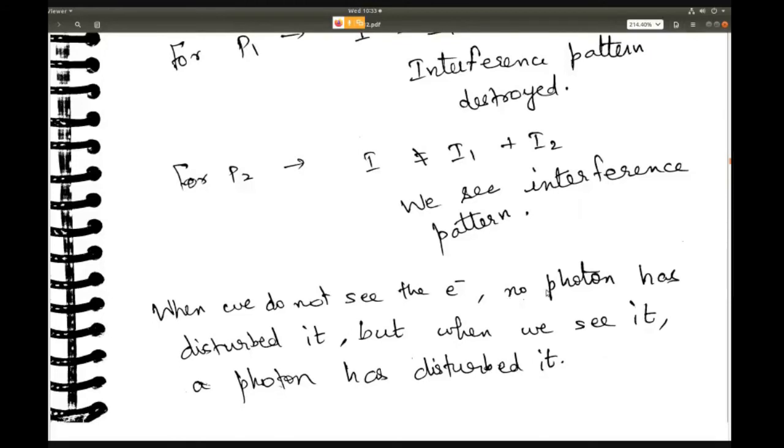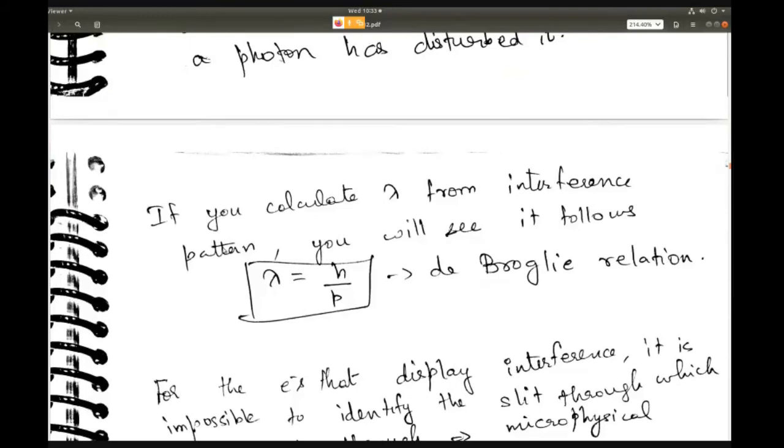So when we do not see the electron, no photon has disturbed it. But when we see it, a photon has disturbed it. So when you actually look at the electron, you destroy the interference pattern. When you don't look at the electron, or when you don't perform that kind of measurement, you are retaining the interference pattern. Also, if you calculate the wavelength from the interference pattern, you will see that it follows the de Broglie relation. And the de Broglie relation is what? Lambda is equal to h by p.